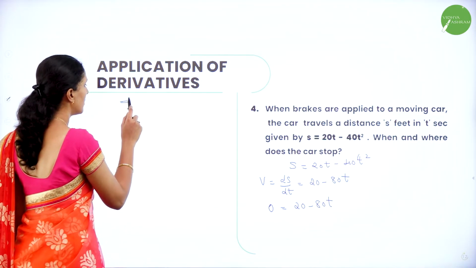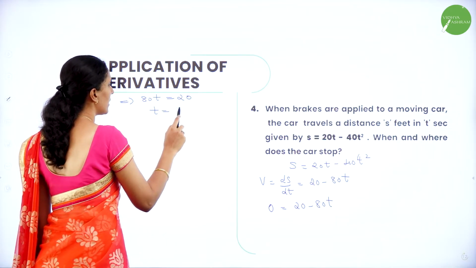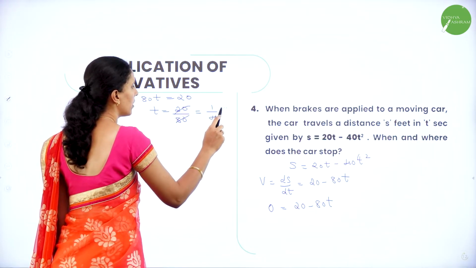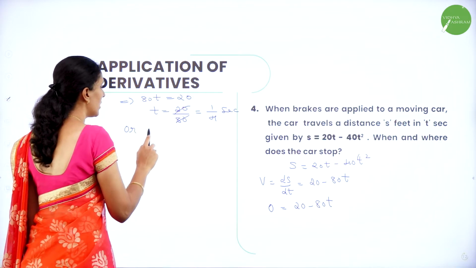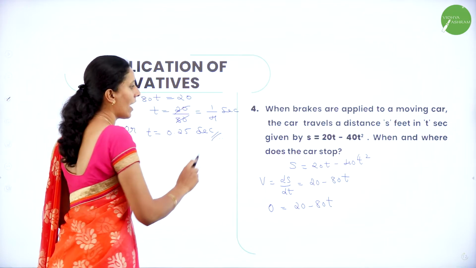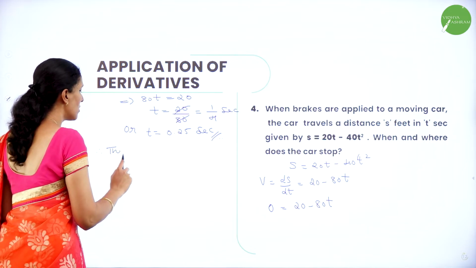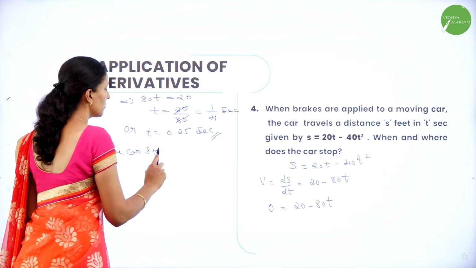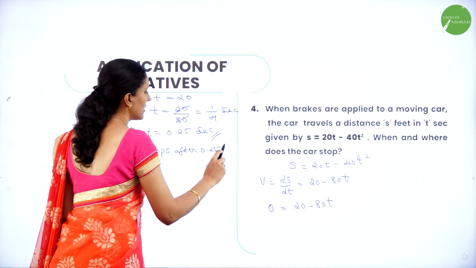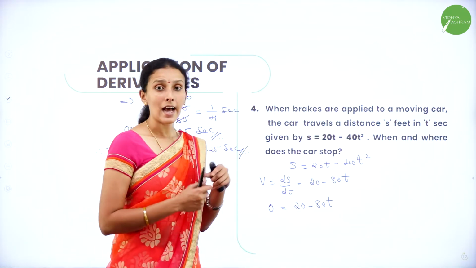So this implies 80t is equal to 20, or t is equal to 20 by 80. When you cancel it, you will get 1 by 4 seconds, or you can write t is equal to 0.25 seconds. So they have asked, when does the car stop? So therefore, the car stops after 0.25 seconds. Also, we need to find out where the car stops.